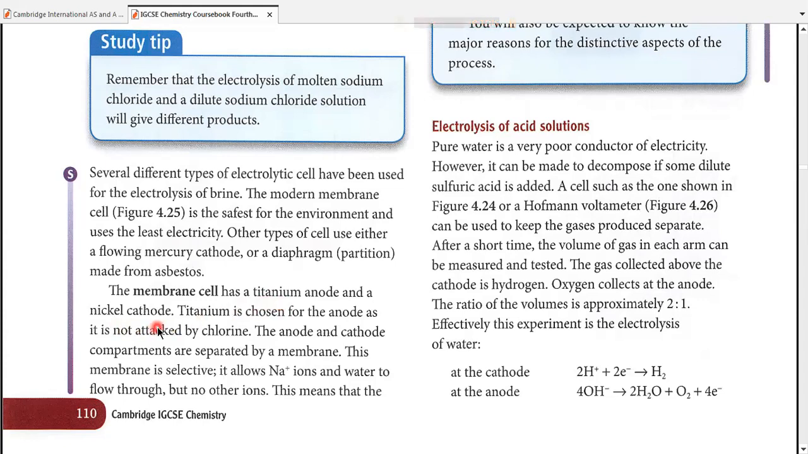Titanium anode, nickel cathode. Titanium is chosen for the anode because it is not attacked by the chemicals present in the system, specifically chlorine. The anode and cathode compartments are separated by a membrane. It can be called a membrane or a partition or diaphragm, which is actually made out of asbestos. It can be made out of other materials as well. This is a selective membrane. It allows sodium ions and water to flow through it, but not the other ions, which means it does not allow chloride ions or hydroxide ions or hydrogen ions to pass through it, right?